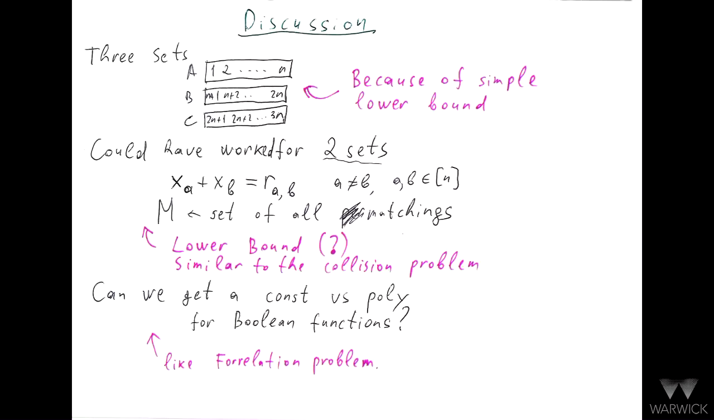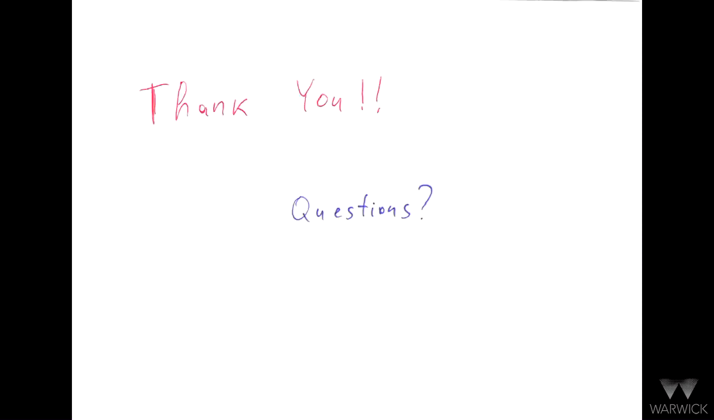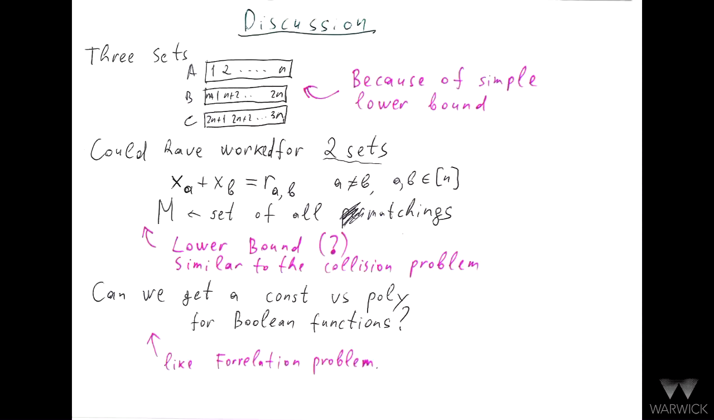And the open problem is, can we get a constant versus polynomial separation for Boolean functions? We have constant versus polynomial for non-Boolean functions, with large alphabet size. Can we do the same for Boolean functions? For Boolean functions, so far we have only logarithmic versus polynomial. And so that's it. Thank you.